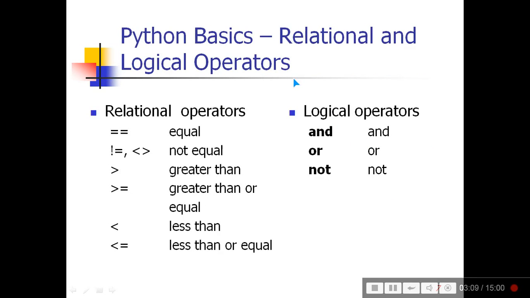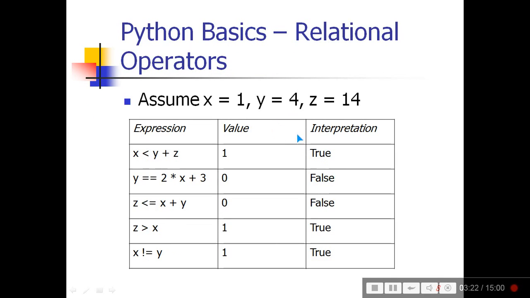Then other relational and logical operators. We have relational operators as double equal to, not equal to, greater than or equal to, less than, and less than or equal to. And logical operators, we have and, or, and not.